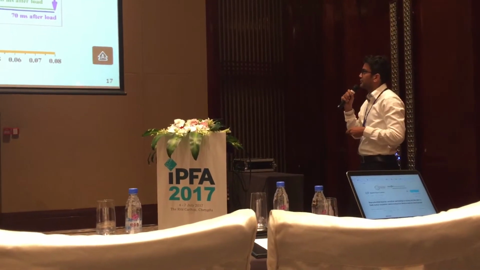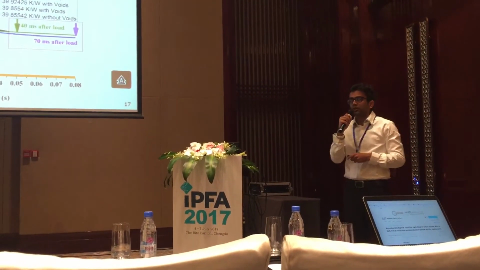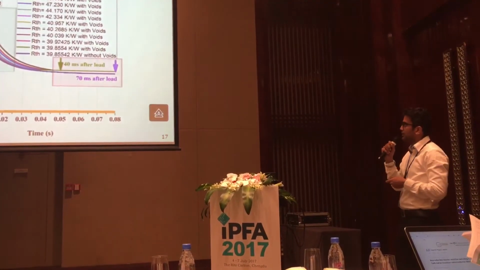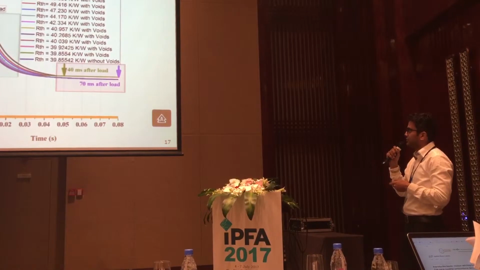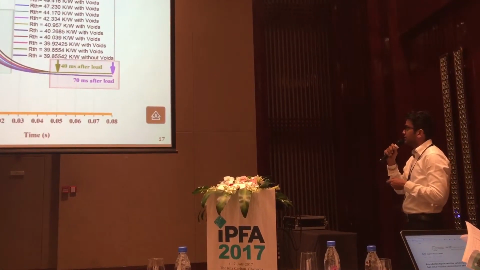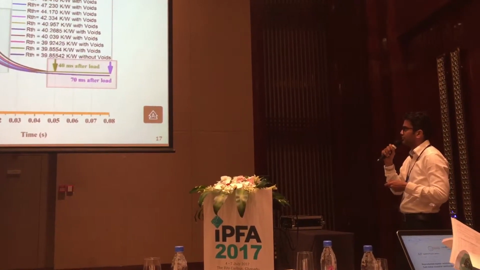And the third region is from this point at 40 milliseconds to this point at 70 milliseconds. This is the region where normally the industry uses 70 milliseconds for del VF measurement. So we can see all the data points here are merged for the variable RTH, and also the difference between the ones with and without void is very small as compared to the first region.